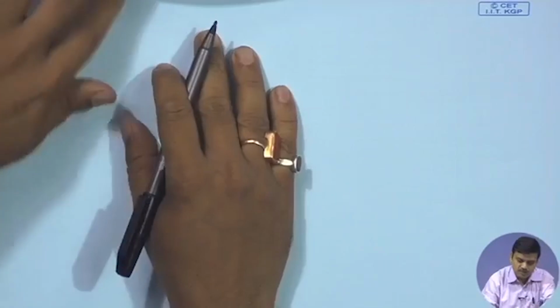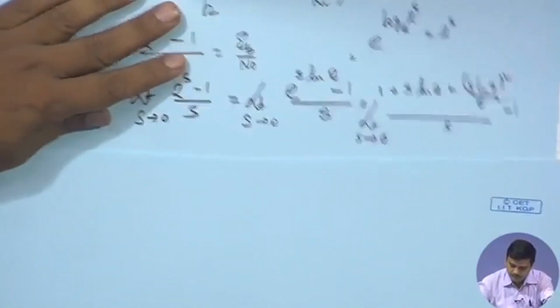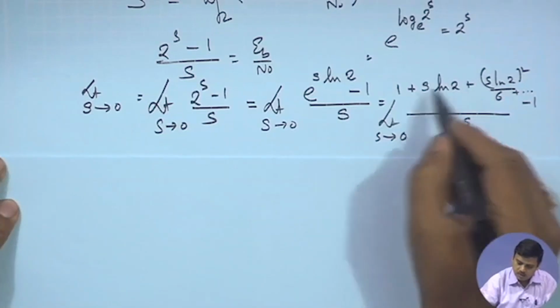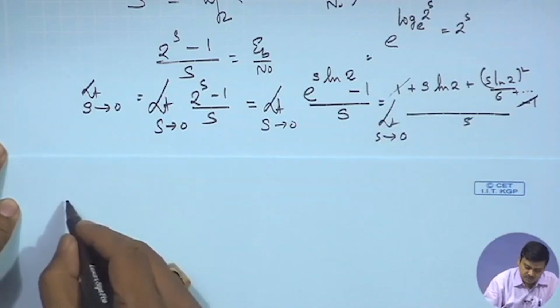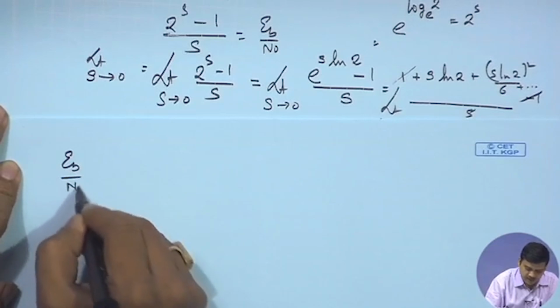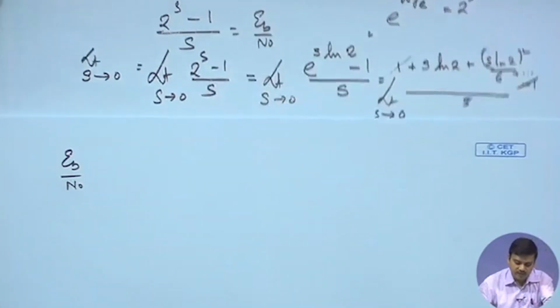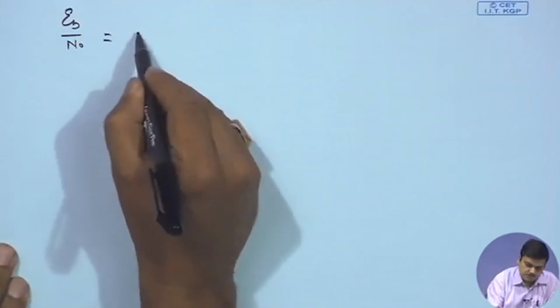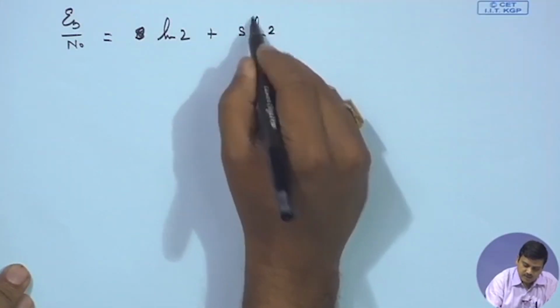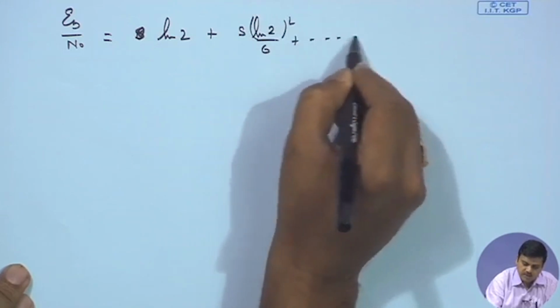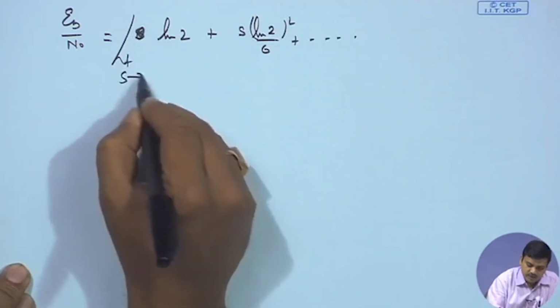So, going further on the same expression, if we cancel this minus 1 out and take out these S, we will be left with Eb by N naught. That means the right hand side of what we have over here is equal to S ln 2 plus S. We have also cancelled out S, and the other S remains, S ln 2 squared upon 6 and so on and so forth, with limit S tending to 0.